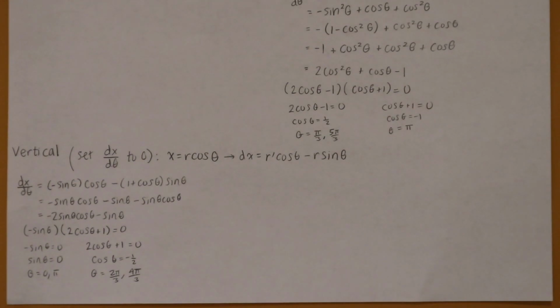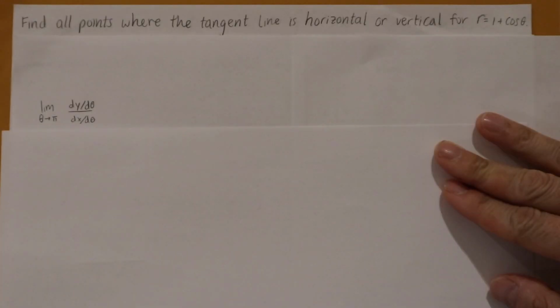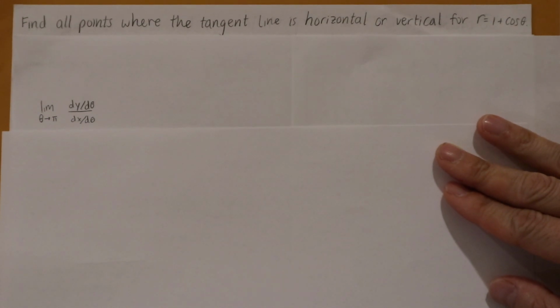And so they leave the answer showing that the tangent line is both horizontal and vertical at that point, which doesn't make sense. What you actually have to do in this situation is find the limit as theta approaches pi of dy d theta over dx d theta. If the limit of the slope is 0 as theta approaches pi, then you know that the tangent line is horizontal at that point because the slope is approaching 0. On the other hand, if the limit of the slope is undefined, then you know that the tangent line is vertical. So let's find out which type of tangent line theta equals pi gives us.